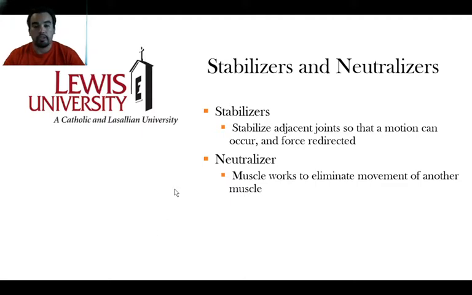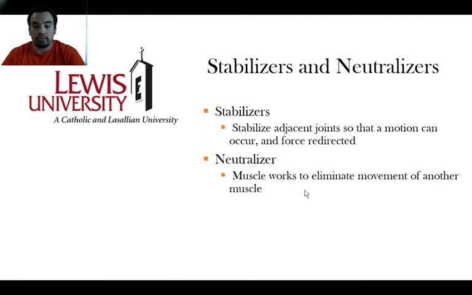And then as we look at joints and muscles as they interact, we have stabilizers and neutralizers. Stabilizers stabilize the joints so that motion can occur and the force is redirected to the desired position. So that's like when we talked about our shoulder earlier in our shoulder anatomy. The stabilizers are the ones that hold that posterior, as I was showing you on the anatomy man. The posterior muscles stabilize that joint so that when I bend my elbow, the biceps can direct the force into that adjacent joint, the elbow, and apply that force as we need.